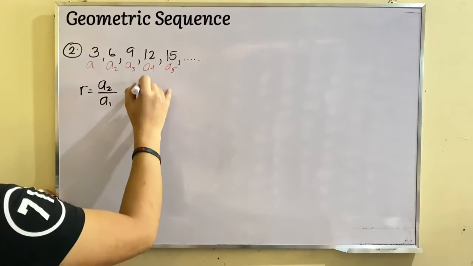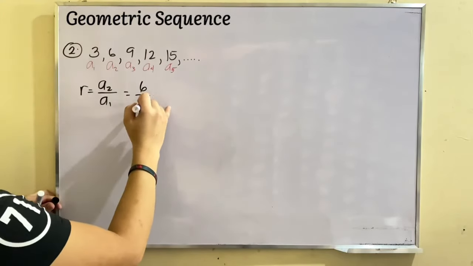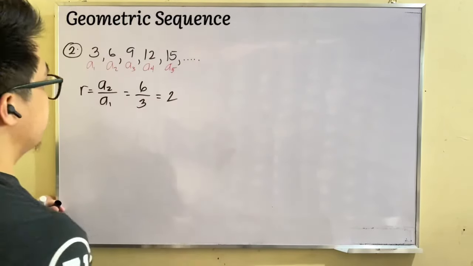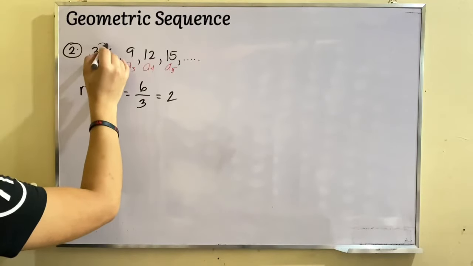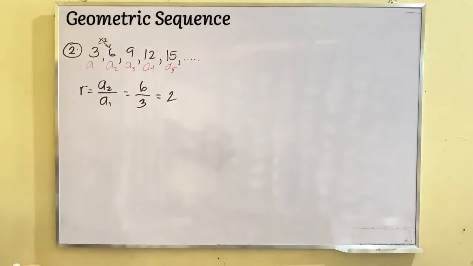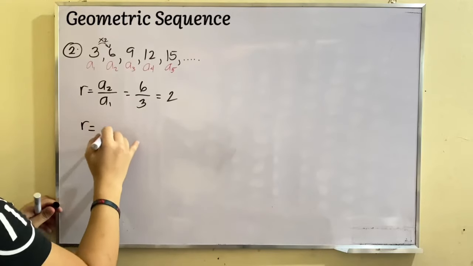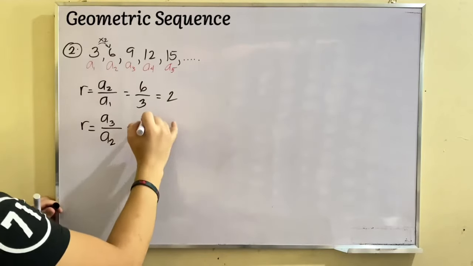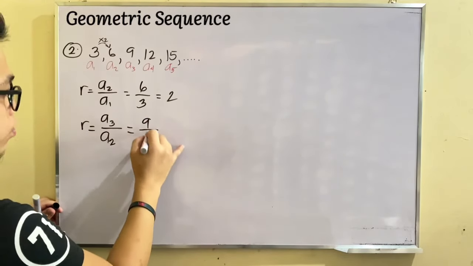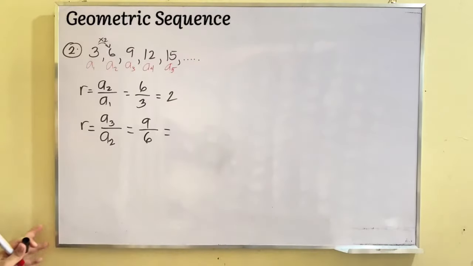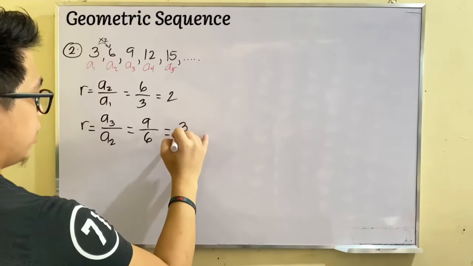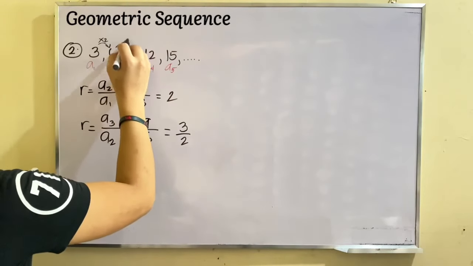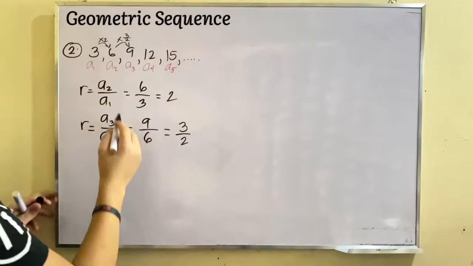So, ano yung a sub 2? 6. A sub 1 is 3. So, 6 divided by 3 is 2. So, dito, 3 times 2. Next, ratio is equals to a sub 3 divided by a sub 2. A sub 3 is 9 divided by a sub 2, which is 6. 9 divided by 6, simplest form niya is 3 halves. So, 6 times 3 halves is 9.